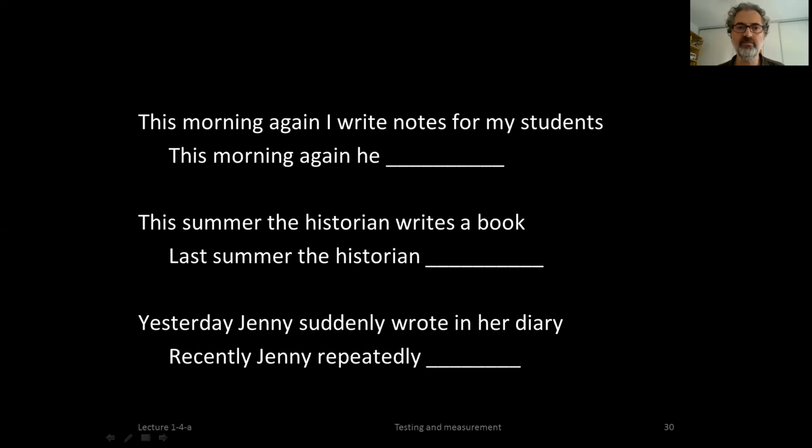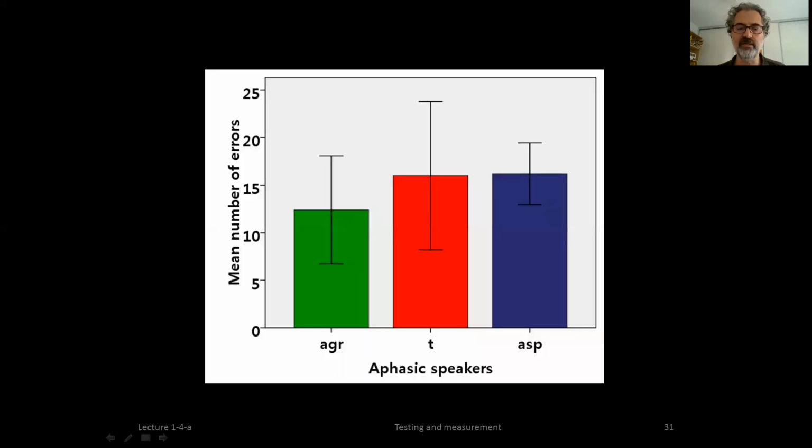And not surprisingly, the difference disappeared, which means that the patients did not have differential difficulty with these different verbal inflections, but had differential difficulty remembering things because some things were more complex and longer than others.